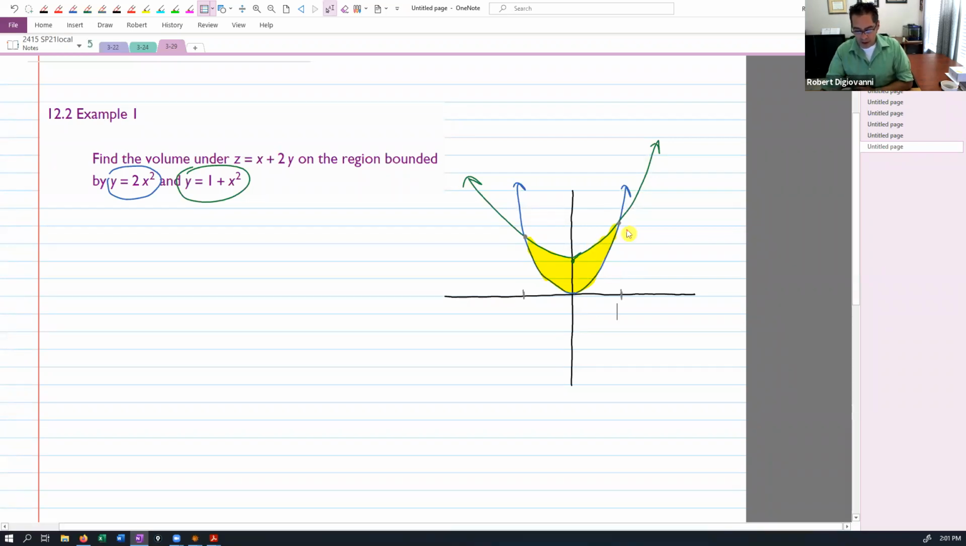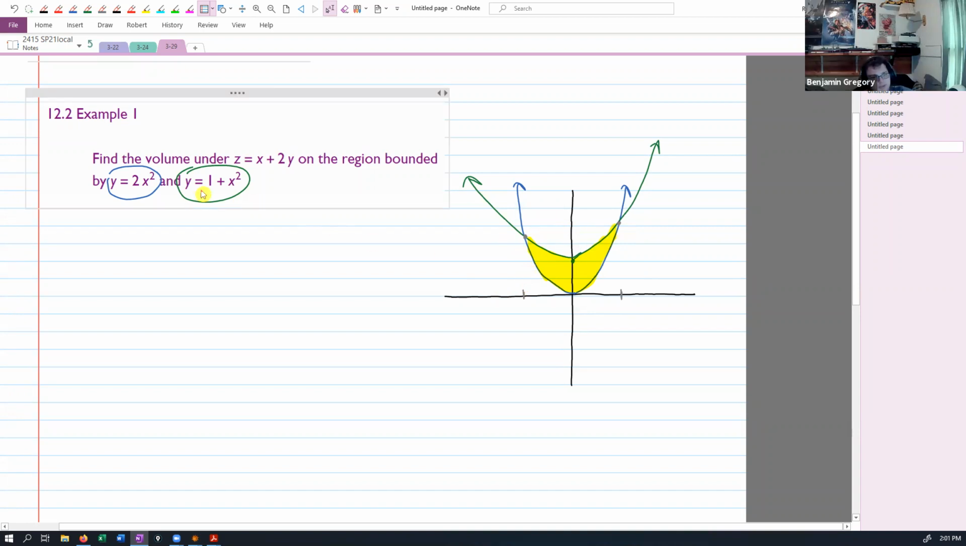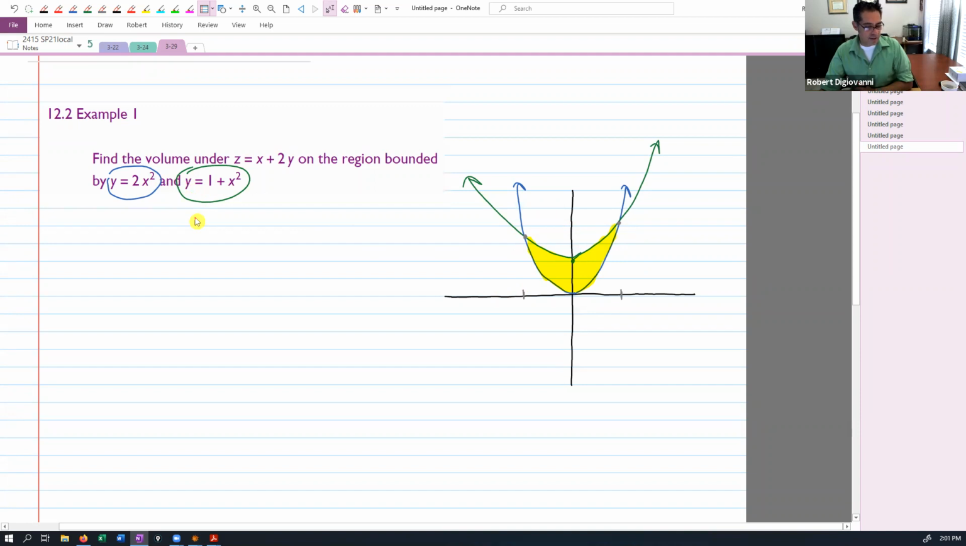Now, what are the x values that they're trapped between? How would you figure those out? You could set the two functions equal to one another. You could also just try and guess. I can just see by looking, x equals 1 works, and x equals -1 also works. But algebraically, you could set them equal to one another and solve. So -1 to 1.